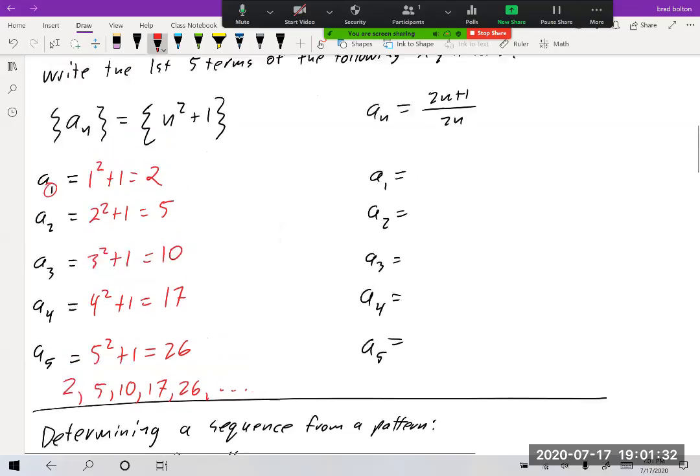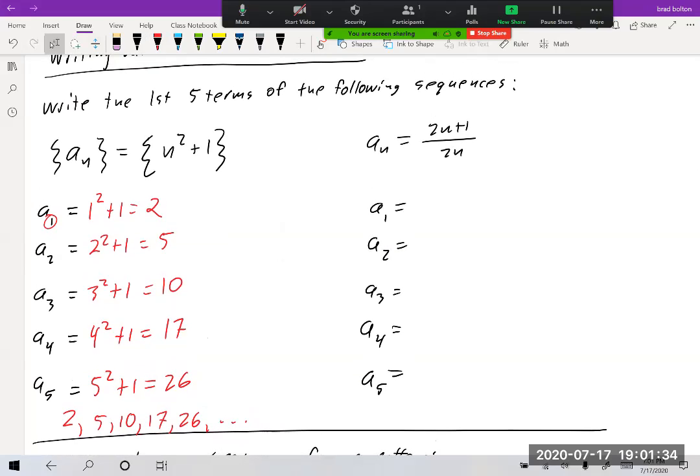Okay, now let's pause the video and have you guys do this one real quick. A sub n is equal to 2n plus 1 over 2n. So go ahead and take a minute to try to get those first 5 terms. Okay, so hopefully you literally just plugged in 1 and you would get 2 times 1 plus 1 over 2 times 1. And that would be what? 2 plus 1, which is 3 over 2. So we get 3/2 or 1.5.